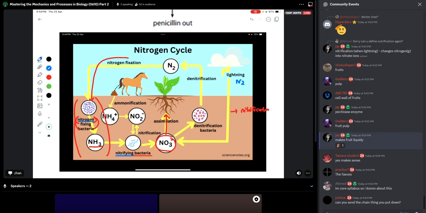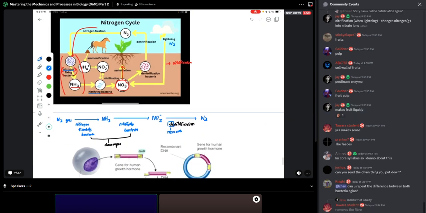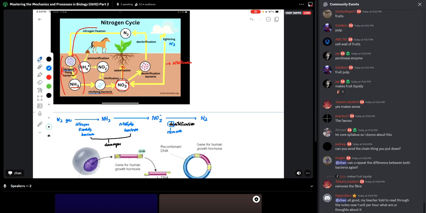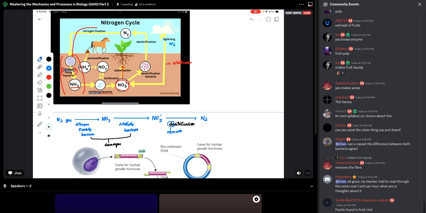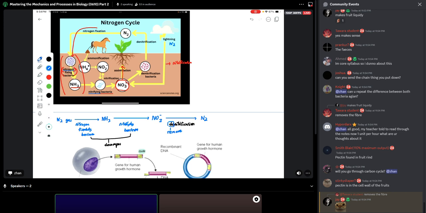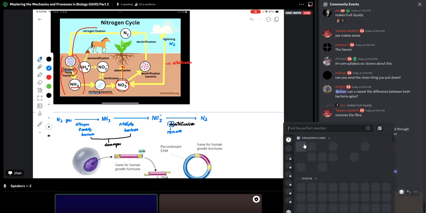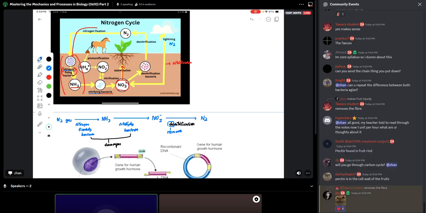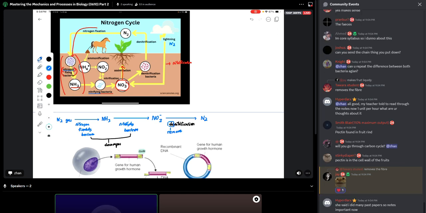Okay, so I will send this. Okay, I repeat the difference again. I'll get my teacher to read through the notes. One unit per hour. If you can finish within less than an hour, then you can move on. You don't have to stay purposely one hour per unit, because some chapters, like the first chapter, you do not need to take one hour. She said I did many past papers, so notes are important now.